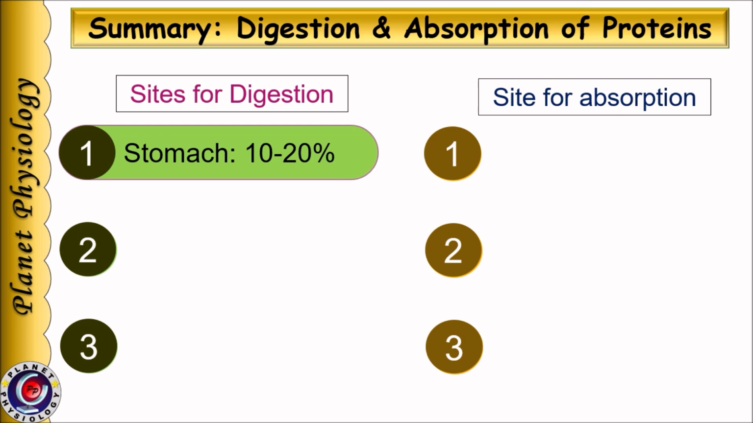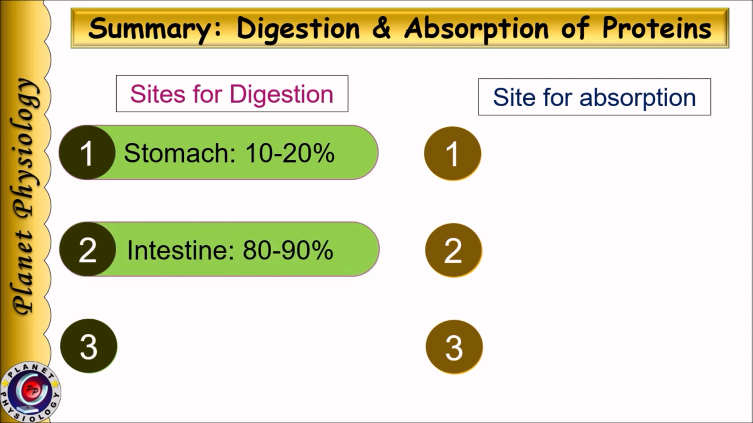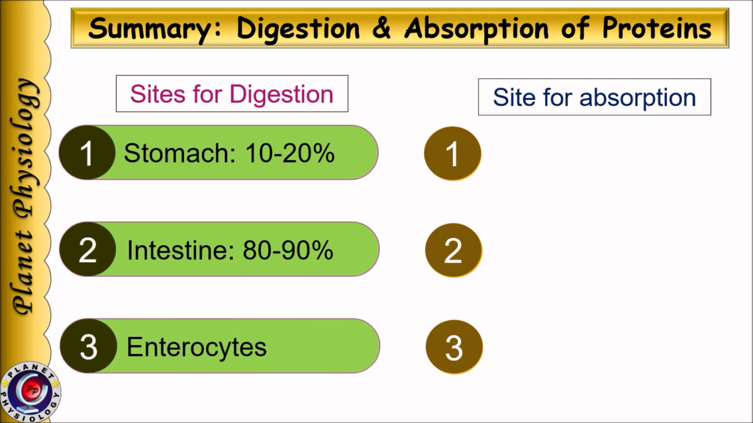Protein digestion begins in the stomach under the influence of pepsin, and it is responsible for 10 to 20% of the protein digestion. The remaining protein digestion is completed in the intestine with the help of various pancreatic enzymes like trypsin, chymotrypsin and carboxypeptidase. Final digestion of proteins occurs in the brush border of microvilli with the help of specific peptidases.